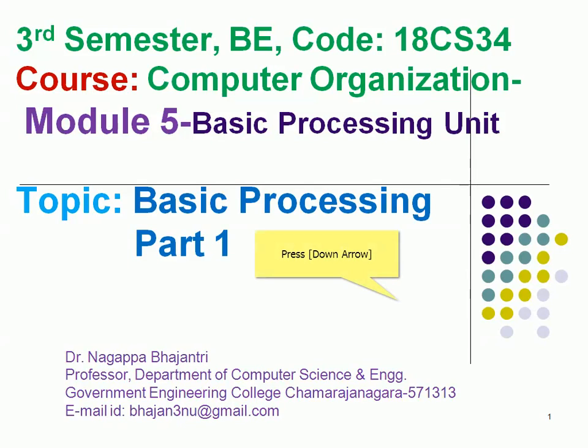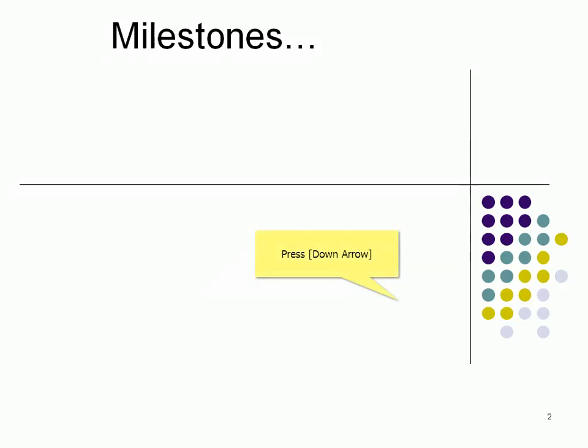This video lecture is going to discuss the topic called basic processing unit, part 1, which comes under module 5. It is going to discuss some of the aspects related to basic processing, especially in the central processing unit. So the presentation milestones are as follows.